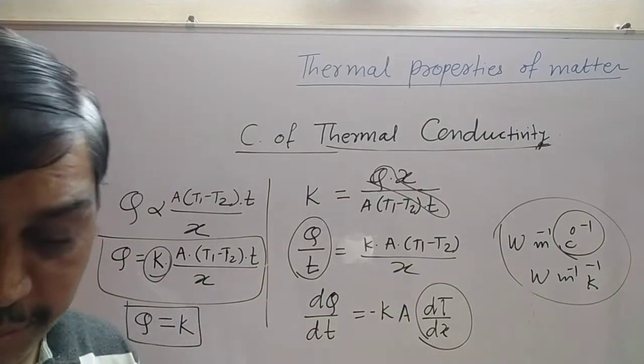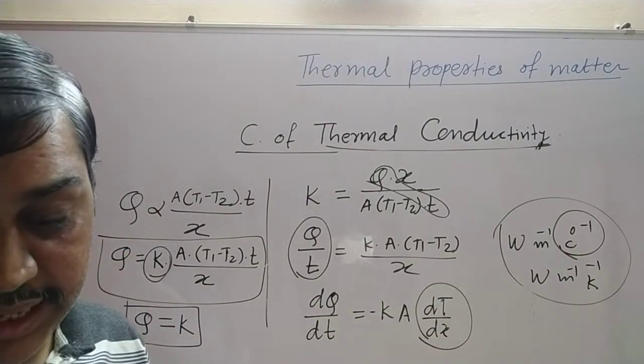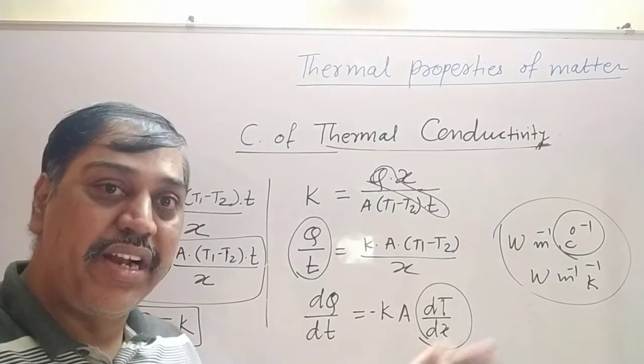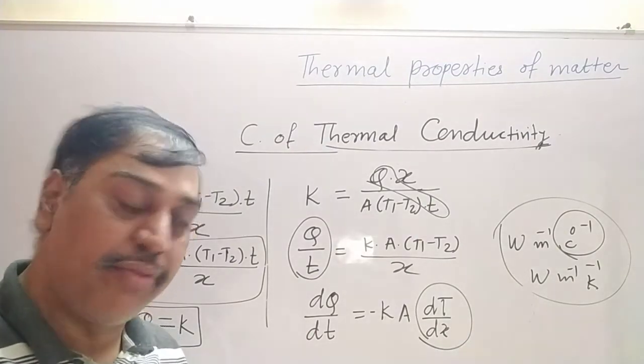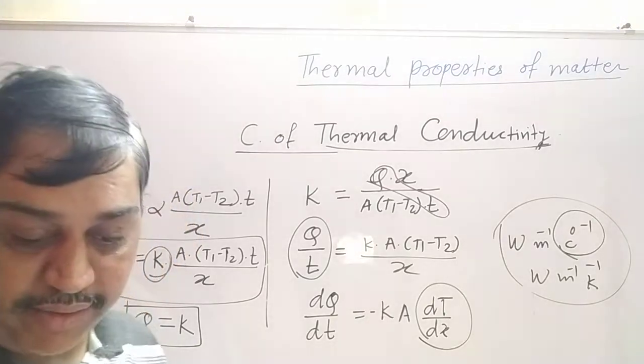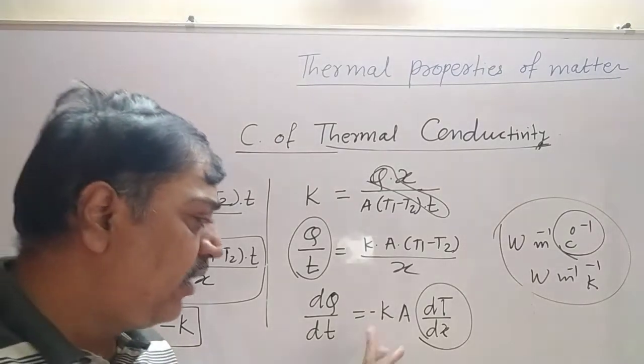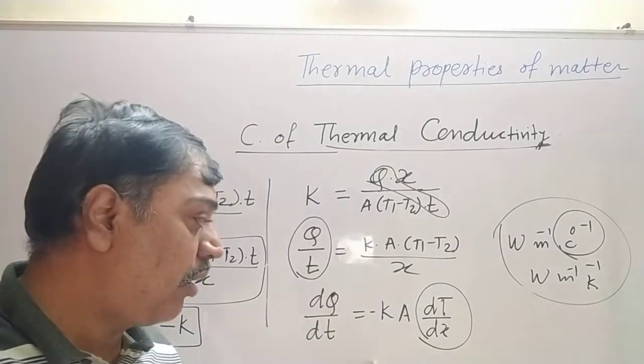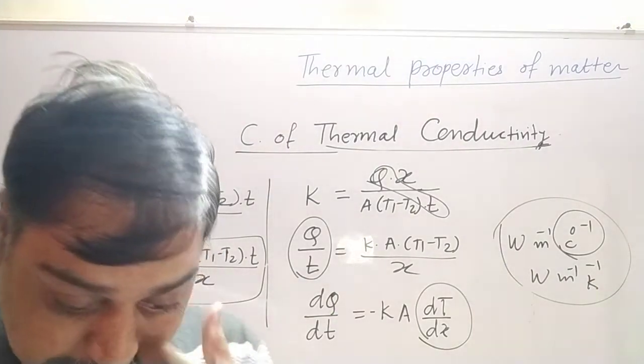They have mentioned in the book also: negative sign indicates that heat flows in the direction of decreasing temperature. Temperature decreases in the direction where the heat is flowing. That's why this minus sign they have taken. And from this, again you can find the value of K, and we can give the second definition of coefficient of thermal conductivity as they have given in the book.